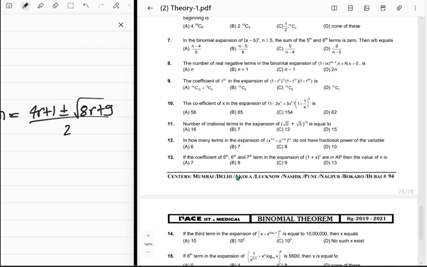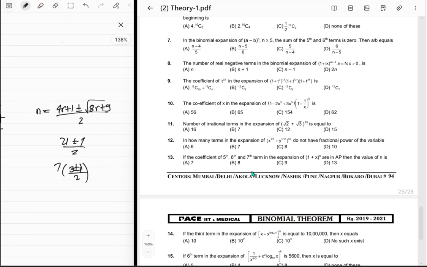In this case, r will be 5. This is the same thing, so we just know the value. It will either give us 7 or 14, because it's going to be 21 plus or minus 7 over 2. So you could have 7 into (3 plus or minus 1) over 2, giving 4 over 2, which is 2, and 2 over 2, which is 1. So 7 and 14. They didn't give us 14, but that's also a value. So in options, just A is correct. That's the only correct thing.